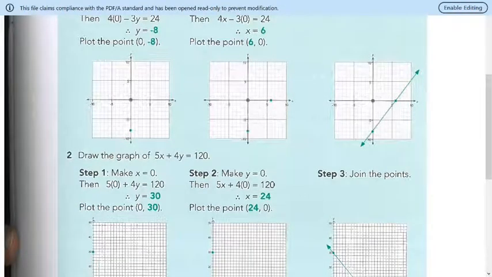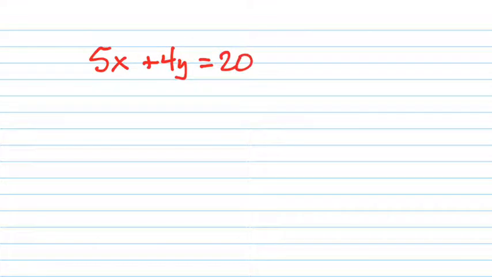Okay. So 5x plus 4y equals 20 is the next one. We're going to do it with paper. I want to graph it using the intercepts.